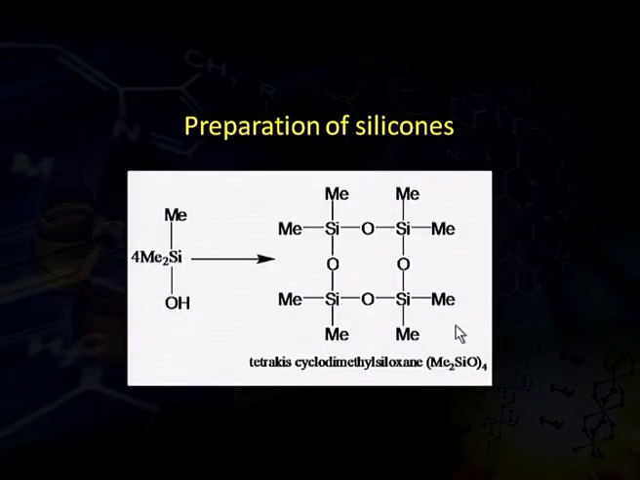Similarly, here 4 units of trimethylsilanol are used and they get polymerized to form a 4-membered silicon cross-linked system, which is named as tetrakis. Tetrakis is for 4, we have 4 silicon units here. Tetrakis cyclodimethylsiloxane.